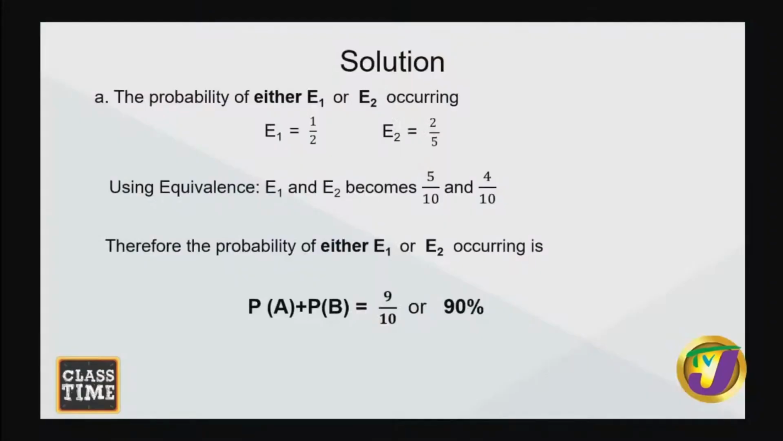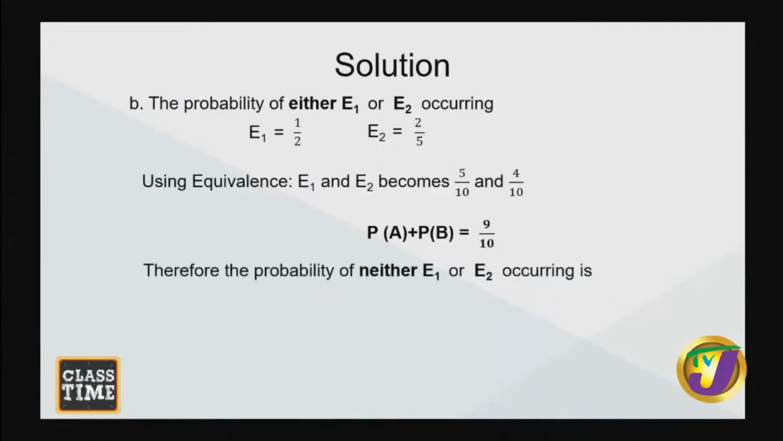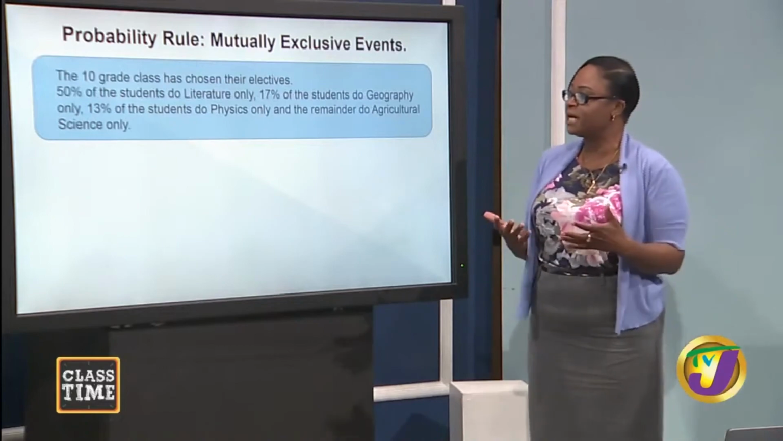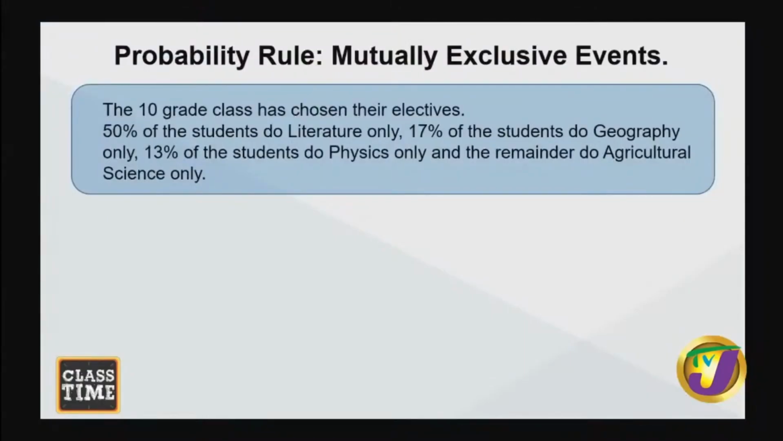So what we have here is a question that we're going to ask you to begin to work for yourself. It says that you have a 10th grade class, and they have chosen their electives. 50% of the students will do literature only. 17% of the students will do geography only, and 13% of the students will do physics only. The remainder of the students will do agricultural science only.